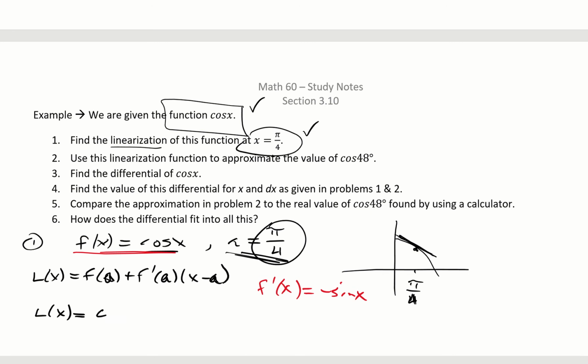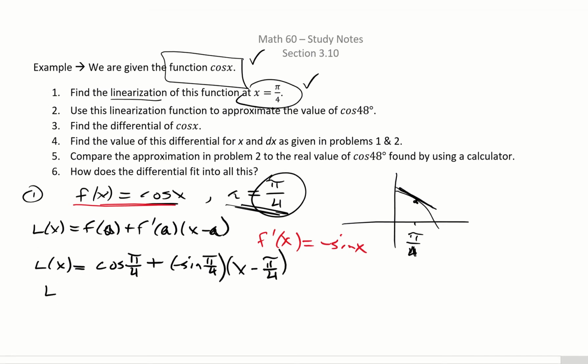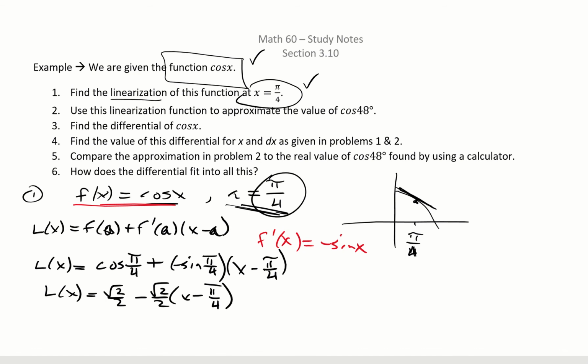f of a is cosine of pi over 4. f prime of a is minus sine of pi over 4. And then you have x, which is your lone variable, minus pi over 4. All right, so our linearization function looks like radical 2 over 2 minus radical 2 over 2 times x minus pi over 4. Now take a moment. That's our first answer right there.